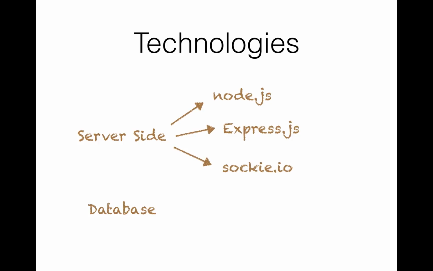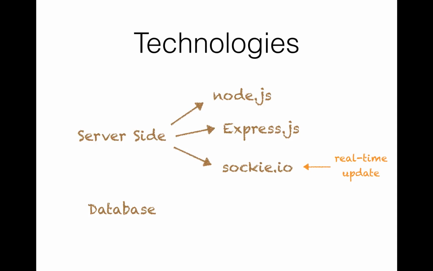Node.js is a JavaScript runtime environment to enable JavaScript to be applied on the server side. It is fast and allows us to write non-blocking code. Express.js is a web application framework for Node.js. Socket.io is used for real-time updates.